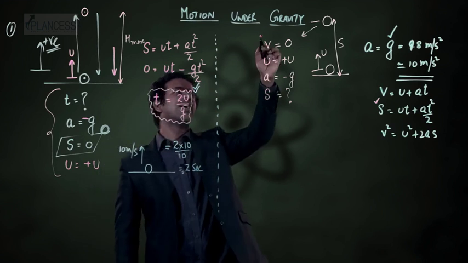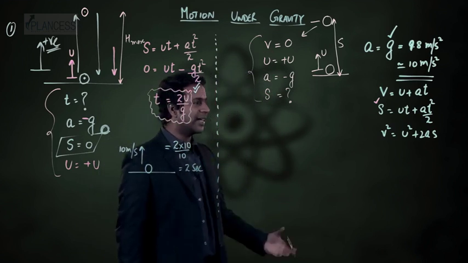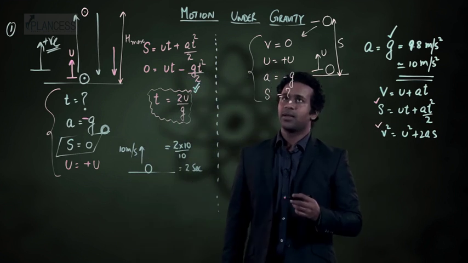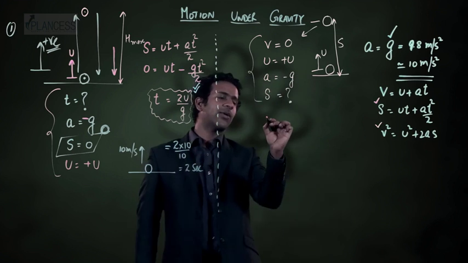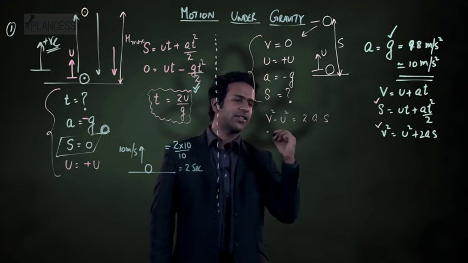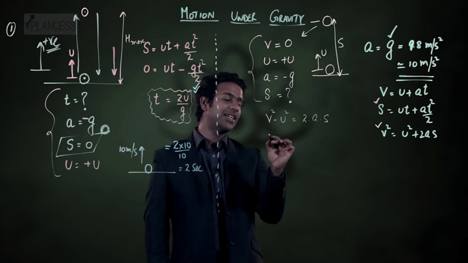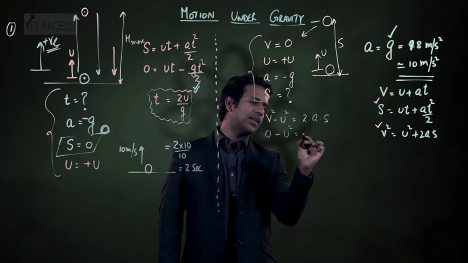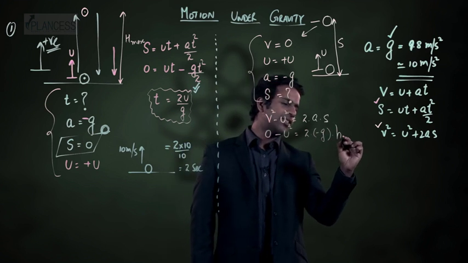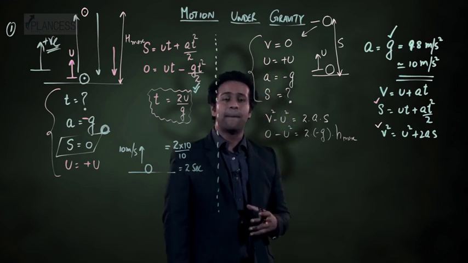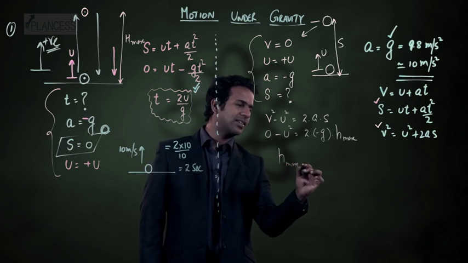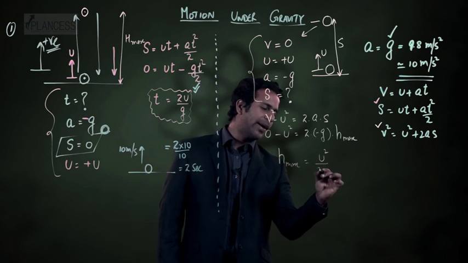So once we know this, again looking at the set of parameters, we can see that clearly we would need the third equation to solve this problem, right? So let's get to that. The third equation tells us that v square minus u square is equal to 2as. Substituting values, you see that 0 minus u square is equal to 2 into minus g into, now let's substitute h max, where h max means maximum height. Rearranging these terms, you can easily see that h max is equal to u square by 2g.